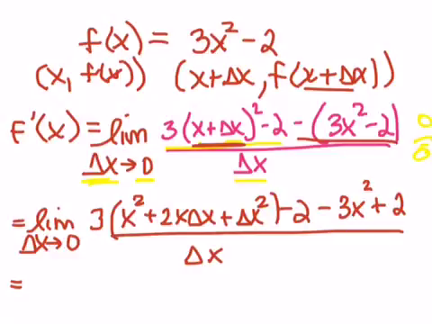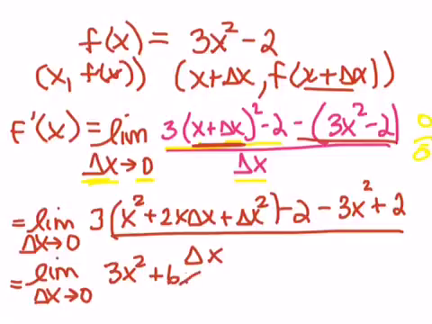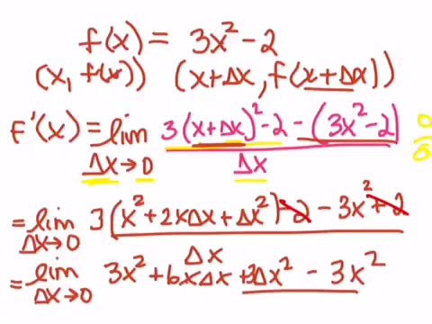So we'll do one more line here. I'm going to carry the 3 through to the top. So that's going to give me 3x squared plus 6x delta x plus 3 delta x squared. And then my 2's cancel out, because negative 2 plus 2 cancels out. And then I would have minus 3x squared all over delta x. So I'm just going to recopy this down onto the next page.